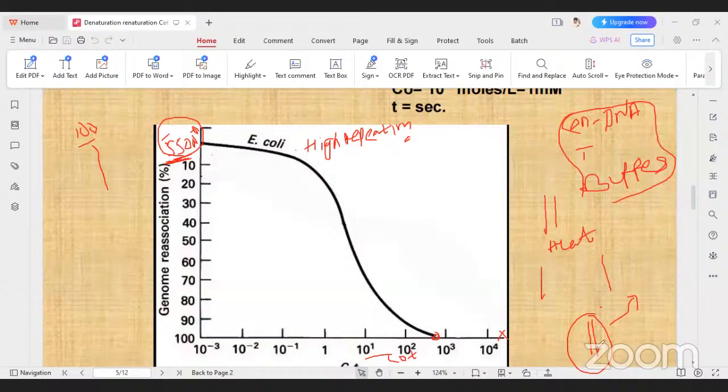the content of single stranded DNA. The more single stranded DNA, the more reassociation, right? More single stranded DNA gets more reassociated, it also takes more time, and the reassociation percentage also increases. If you increase the buffer medium, reassociation automatically increases.